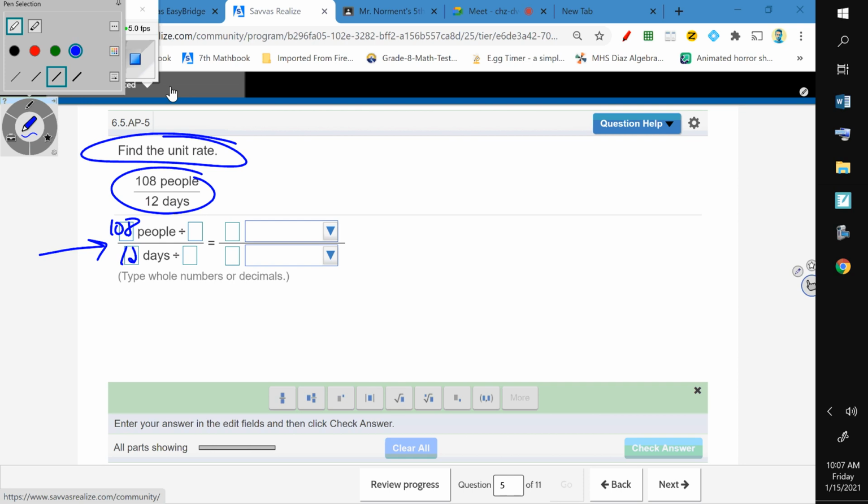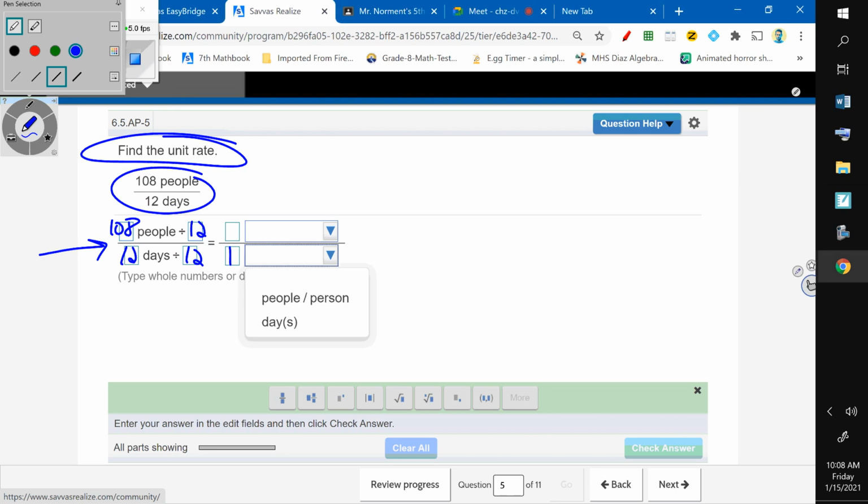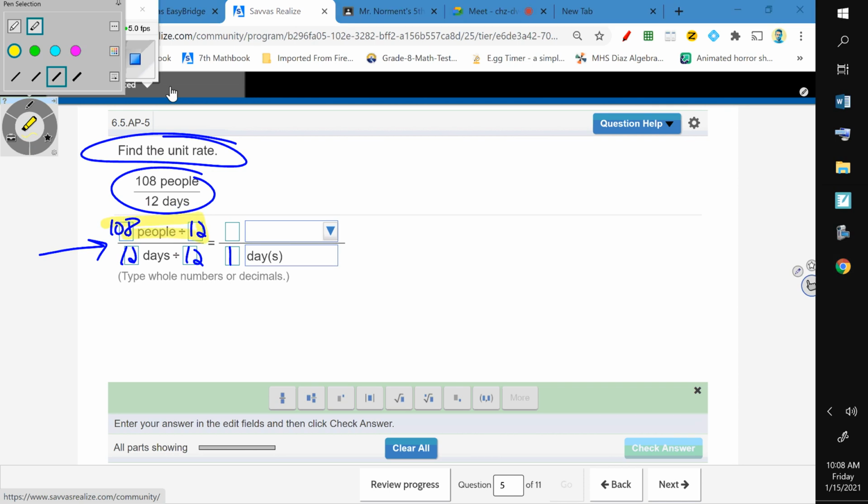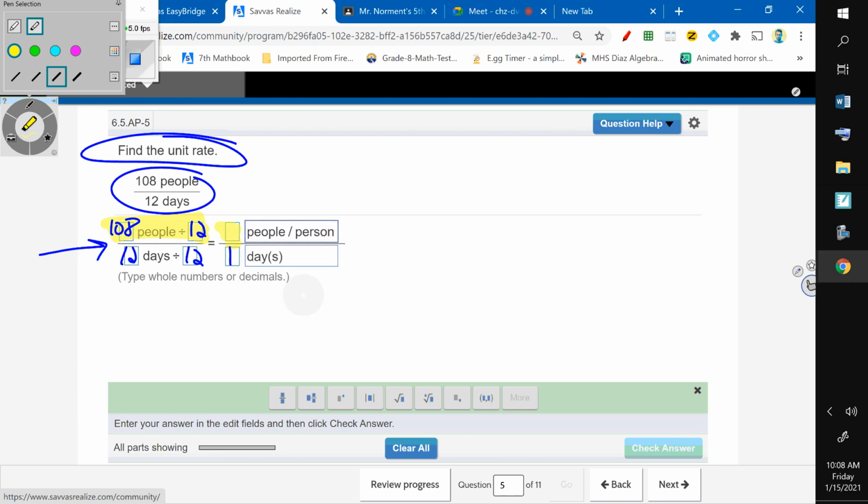You take the denominator and you divide both numbers in the fraction by the denominator. So I'm going to divide this by 12, and I'm going to divide this by 12. And you guys should know if it's a unit rate, that has to be 1, and that's days. And then this is the math that you're going to be responsible for doing on your own. 108 divided by 12 is going to equal something, and that last quantity, that's people. Does that help?